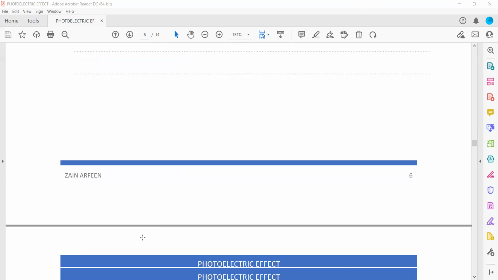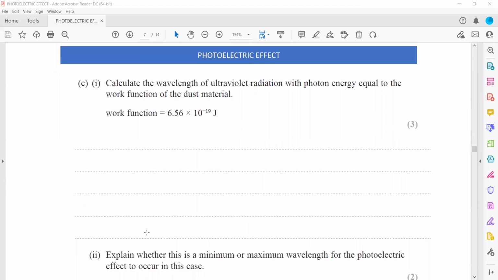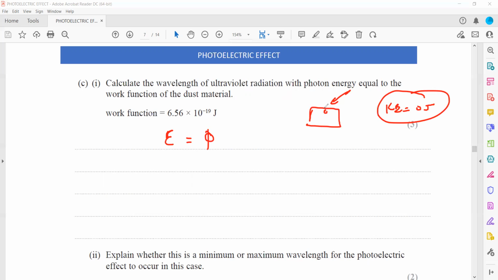Then another question, part C. Calculate the wavelength of ultraviolet radiation with a photon energy equal to the work function of the dust. If the energy of the incident photon is equal to the work function, the kinetic energy will be zero because no energy is available to move the electron. The electron will only come out, but not be able to move far away from the metal.